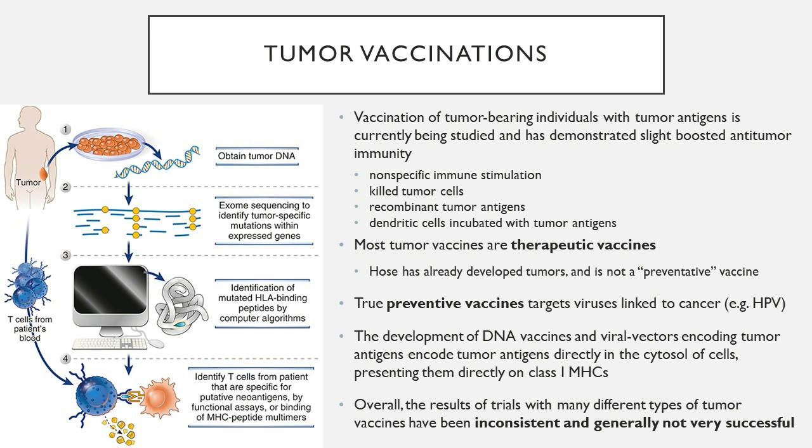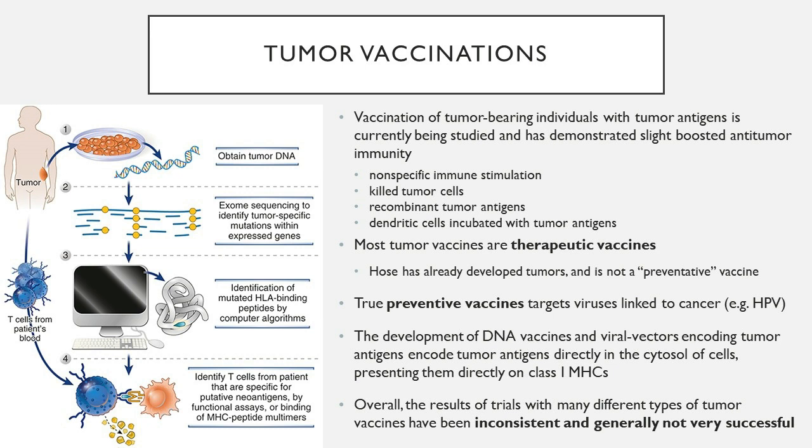Now, most of these strategies aren't true preventative strategies. They're what are called therapeutic vaccines because in all cases, the host has already developed tumors. So we're not vaccinating hoping that a person won't develop more tumors. It's more of a way of fighting off the tumors that a patient has already developed. However, there are true preventative strategies that typically target viruses that are linked to cancer, like HPV or the Epstein-Barr virus.